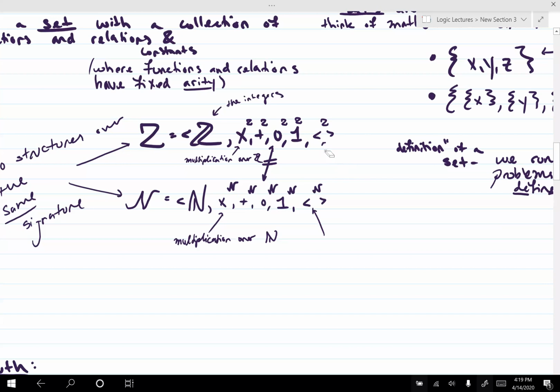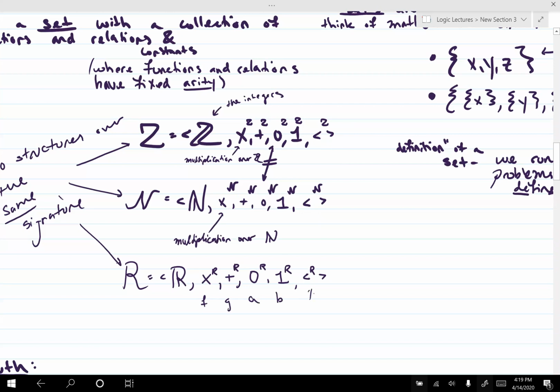I can come up with more examples. We could just use curly R, same thing, but over the real numbers. That's not an X, that's supposed to be a times. Cool. So now we have three different structures over the same signature, where all of these were F, G, A, B, and R.